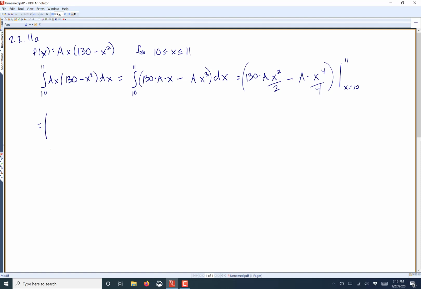Let's see, so let's do the top first. So it'll be 130 times a times 11 squared over 2 minus a times 11 to the 4th over 4, minus, a new parentheses again, 130 times a times 10 squared over 2 minus a times 10 to the 4th over 4. I'll pause that and try and put in my calculator.